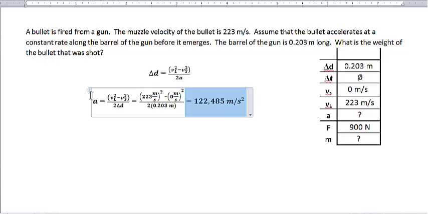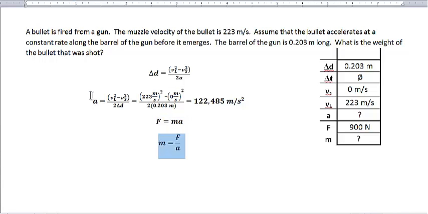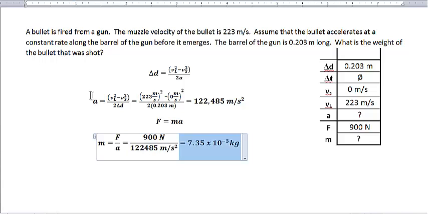So a bullet can take that. You and I couldn't. Explains why when bullets run into us, they do more damage to us than we do to them. Okay, well, that's the end of the kinematics problem. It is 122,485 meters per second squared. But then I use that to figure out the mass of the bullet, because it told me the force, and Newton's second law looks like this. I want to isolate for mass, so I do a little quick arrangement of terms, and then I plug my numbers in, and when I work that out, it comes out to 7.35 times 10 to the minus 3 kilograms.